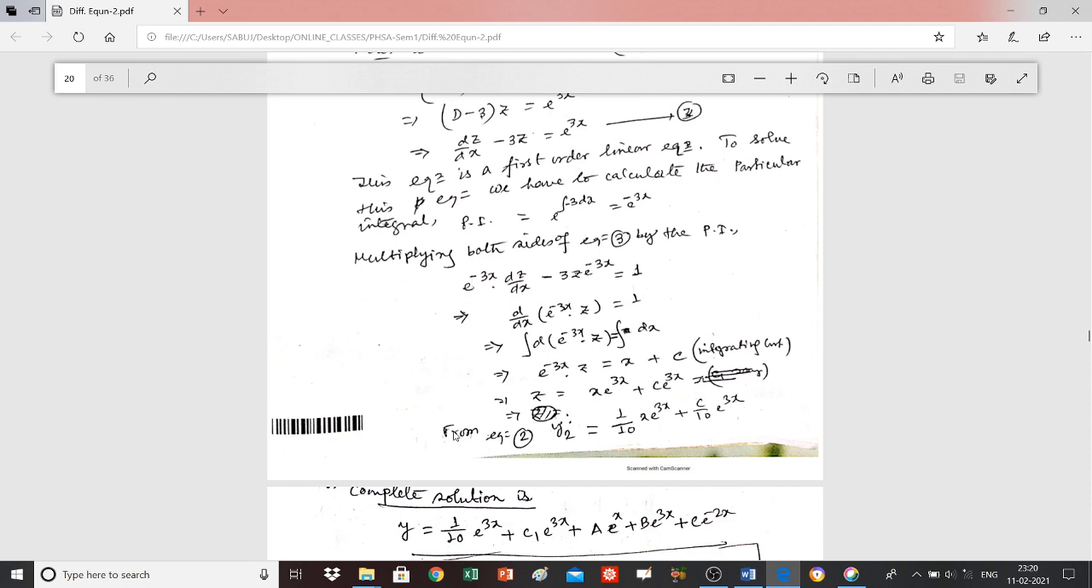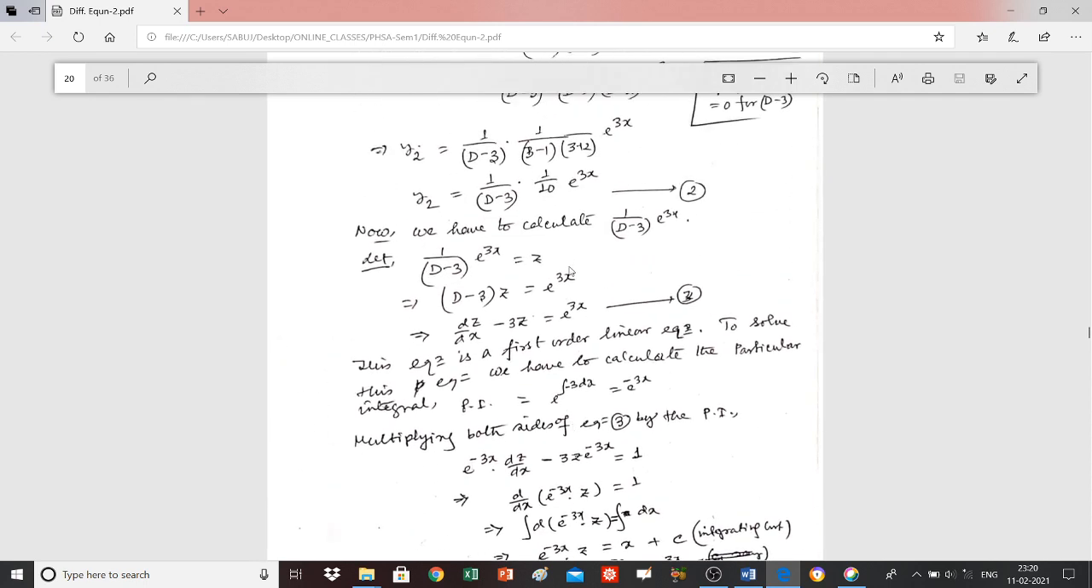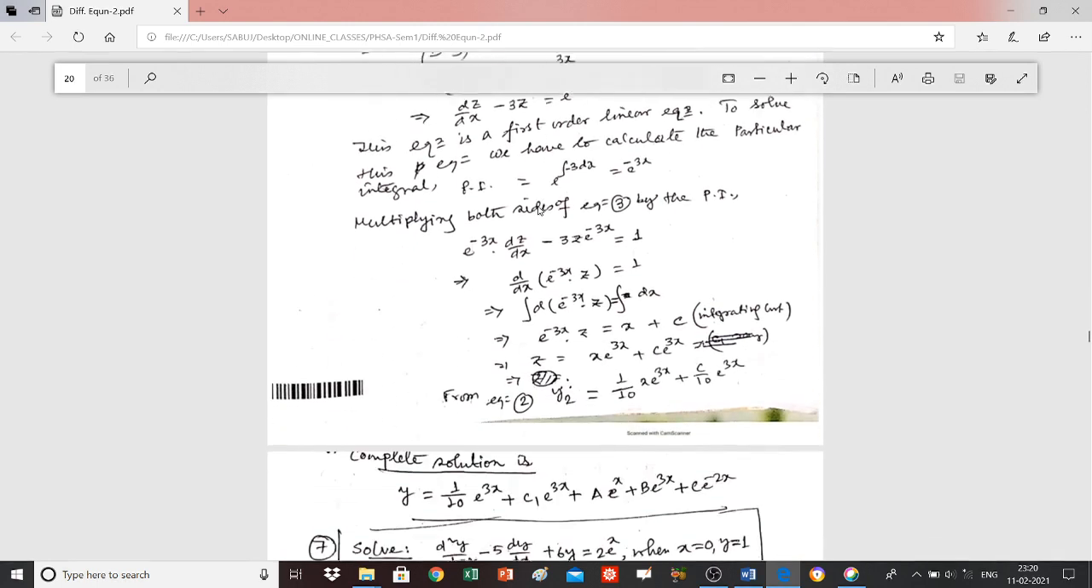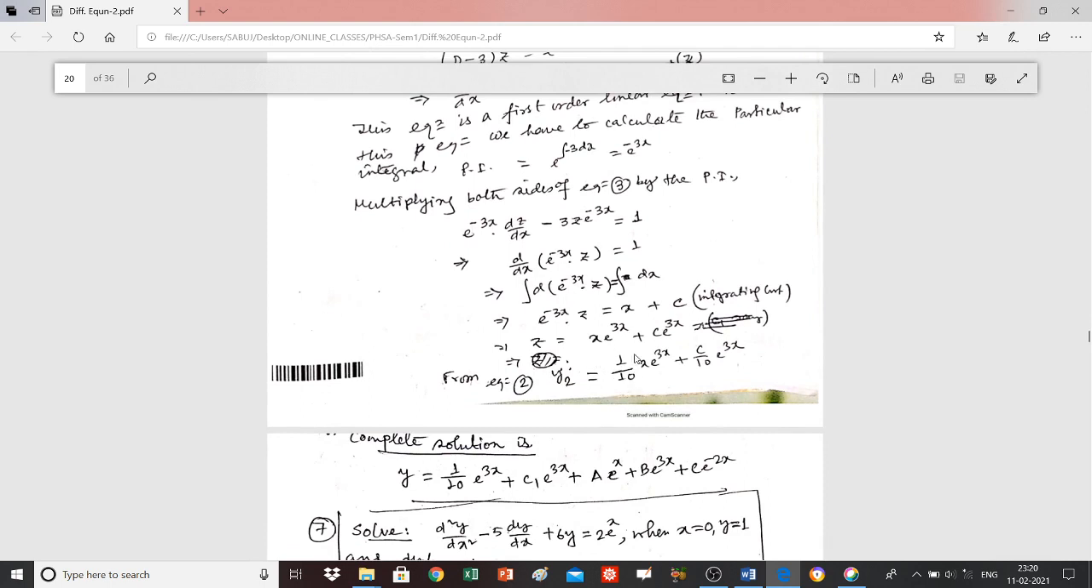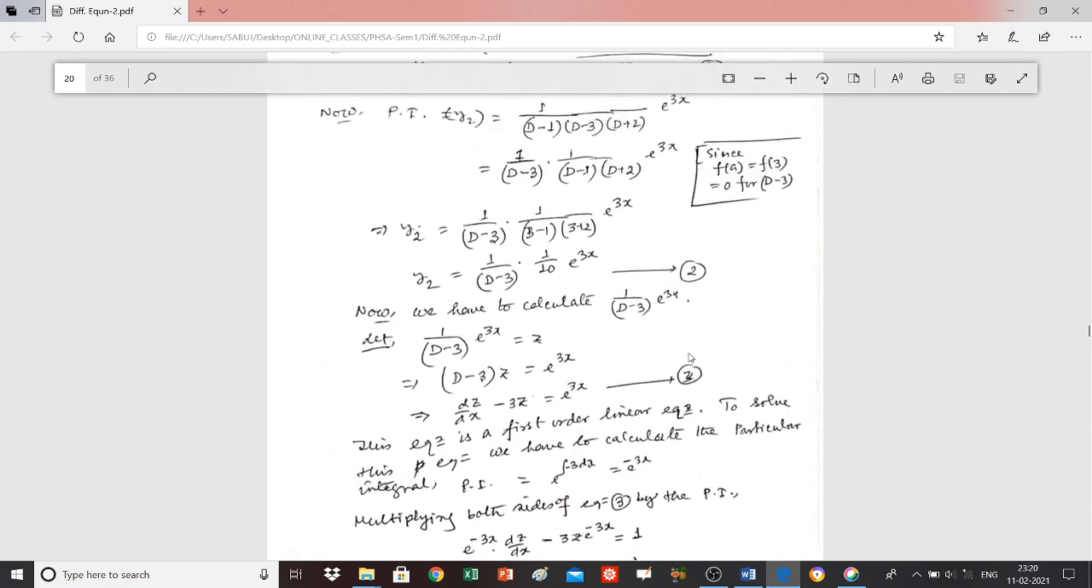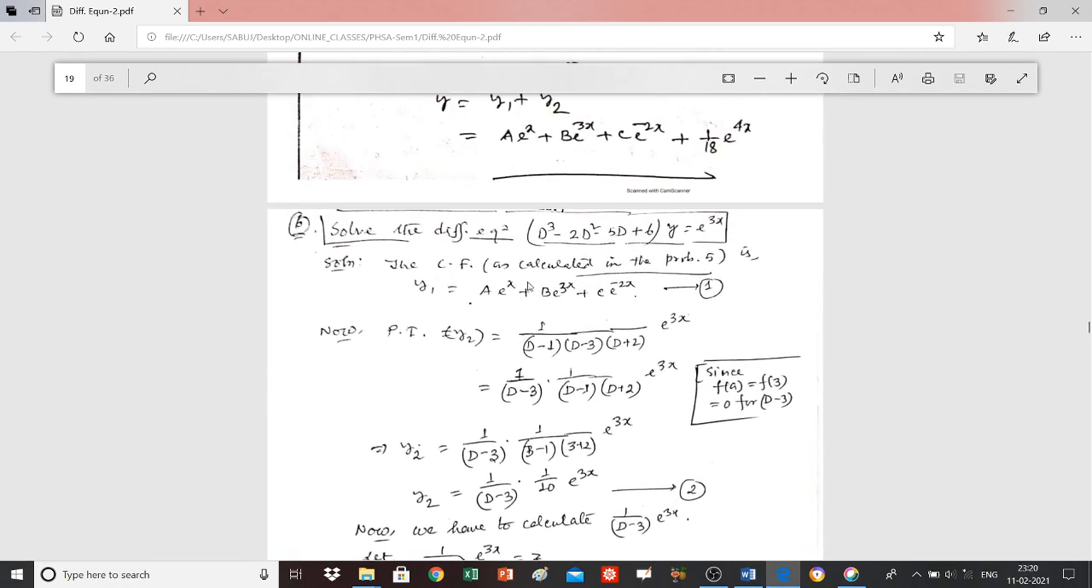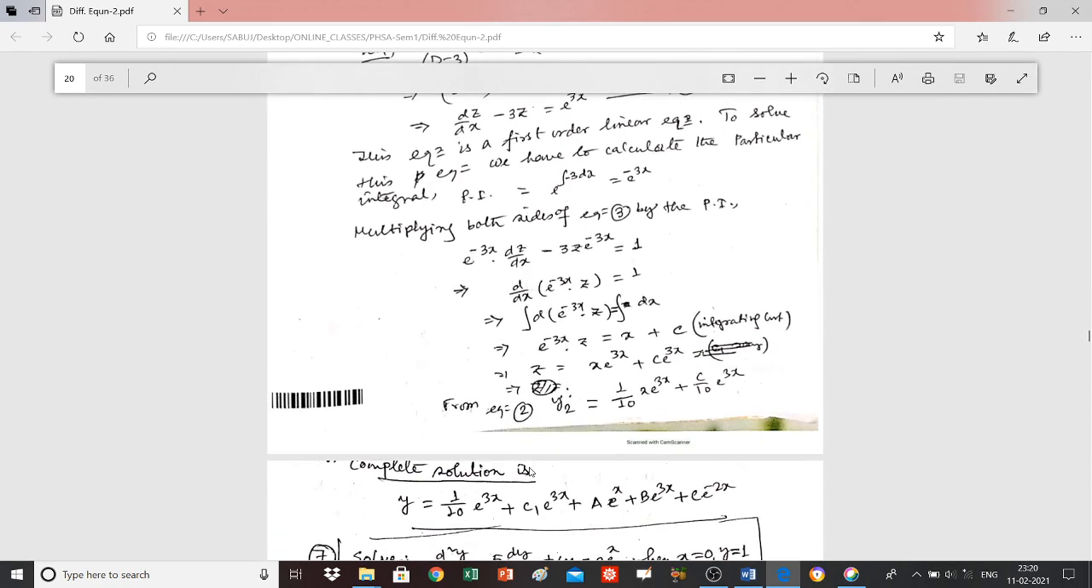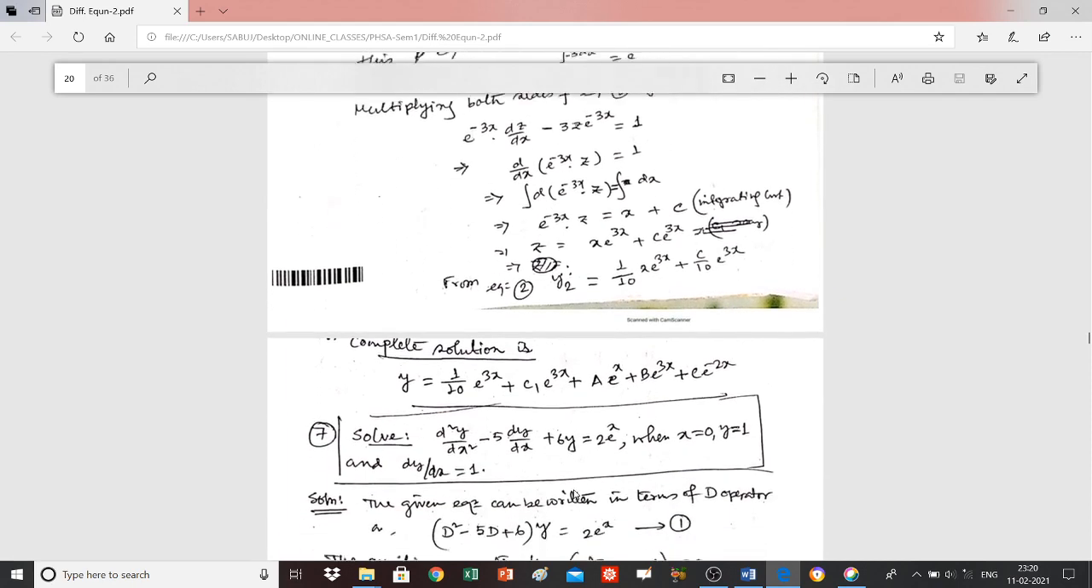Okay, so from this equation, we can use equation number 2. y2 is equal to 1 by d minus 3 into 1 by 10 e to the 3x, so that will give you 1 by 10 x e to the 3x plus c by 10 e to the 3x. So the complete solution is the sum of this term and the complementary function that is here. So the sum is here.